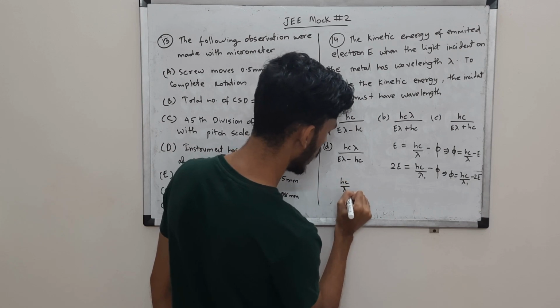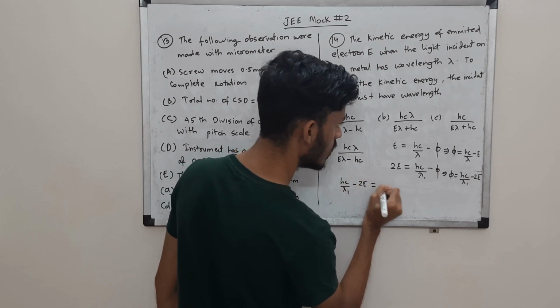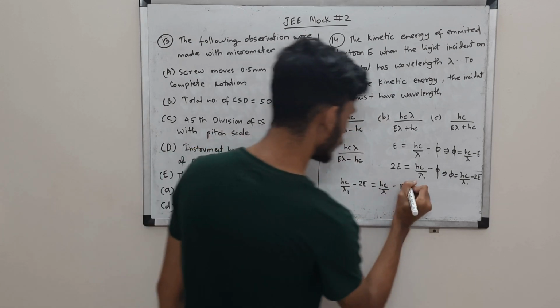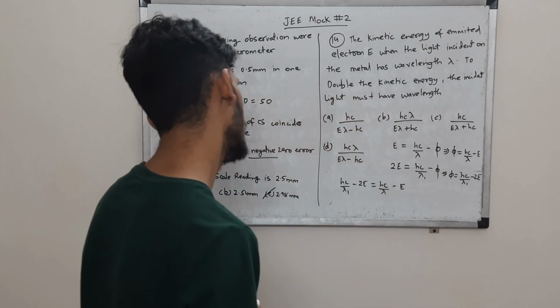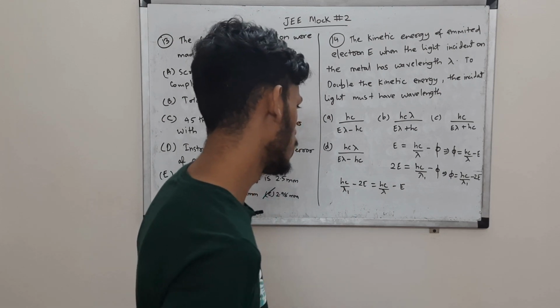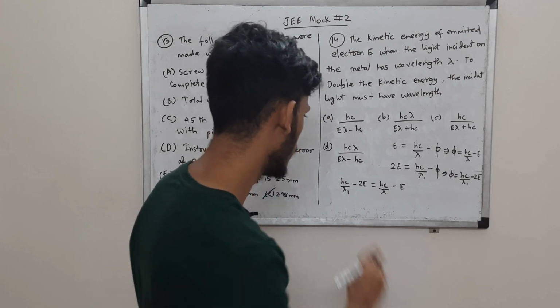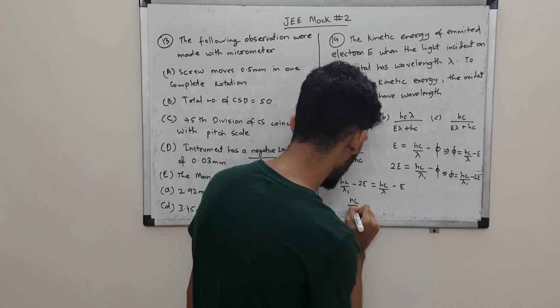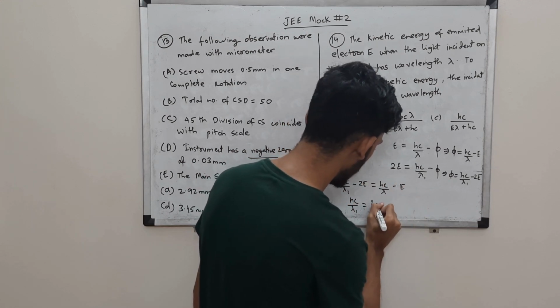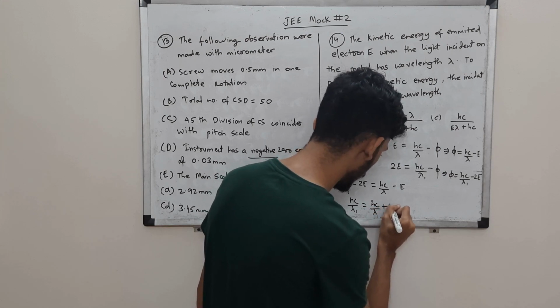So hc by lambda 1 minus 2E is equal to hc by lambda minus E. Let's simplify that. We want the value of lambda 1, keep that in mind. So how will we do that? Take this to the other side. So hc by lambda 1 will be, this will be plus 2E, so hc by lambda plus E, right.